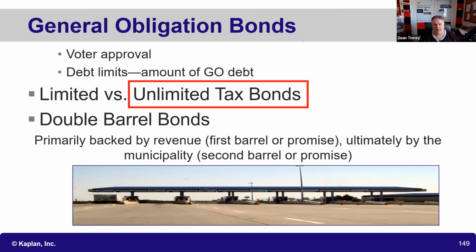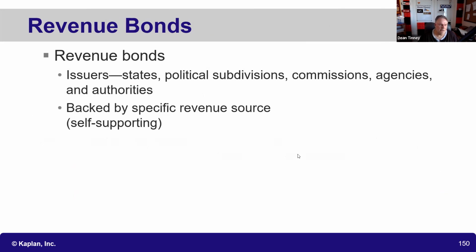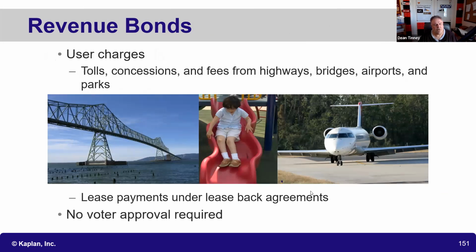All right, so we said in terms of muni bonds, we have GO bonds and we have revenue bonds. And a big part of your exam in this area is contrasting the two. These are backed by a revenue source. It makes sense that they should be self-supporting. Because remember, if they're not self-supporting, what's going to happen? They will default. That's right. That is correct. So anything we can charge a user fee can be financed with a revenue bond.